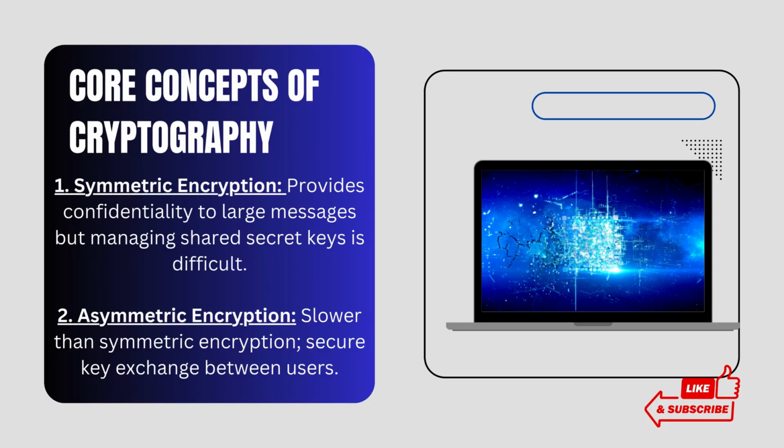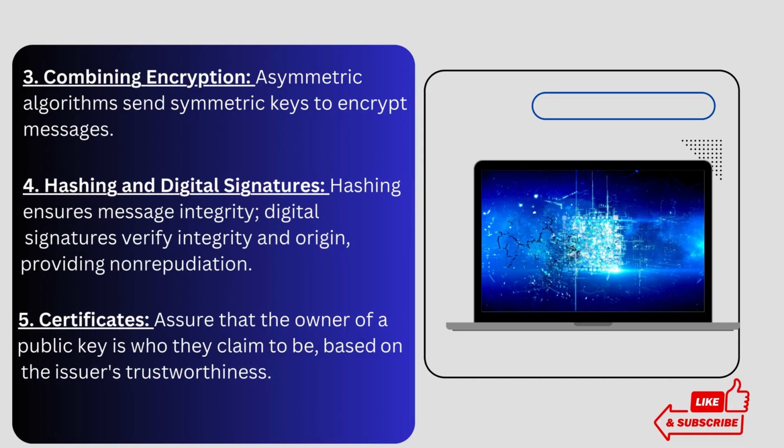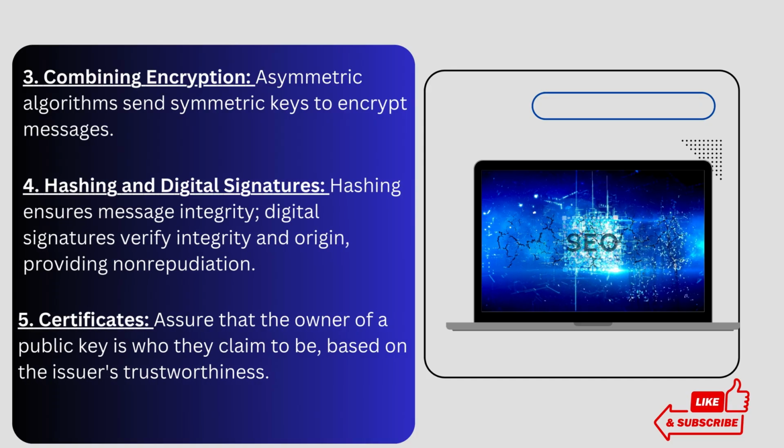2. Asymmetric encryption. Also known as public key cryptography, this uses two different keys, one public, one private. It's more secure for key exchange but slower than symmetric encryption, so it's not ideal for large data sets. 3. Combining encryption. So, what do we do? We combine the best of both worlds. Asymmetric encryption is used to securely send a symmetric key, and then that symmetric key is used to encrypt the actual message. Fast and secure, win-win.